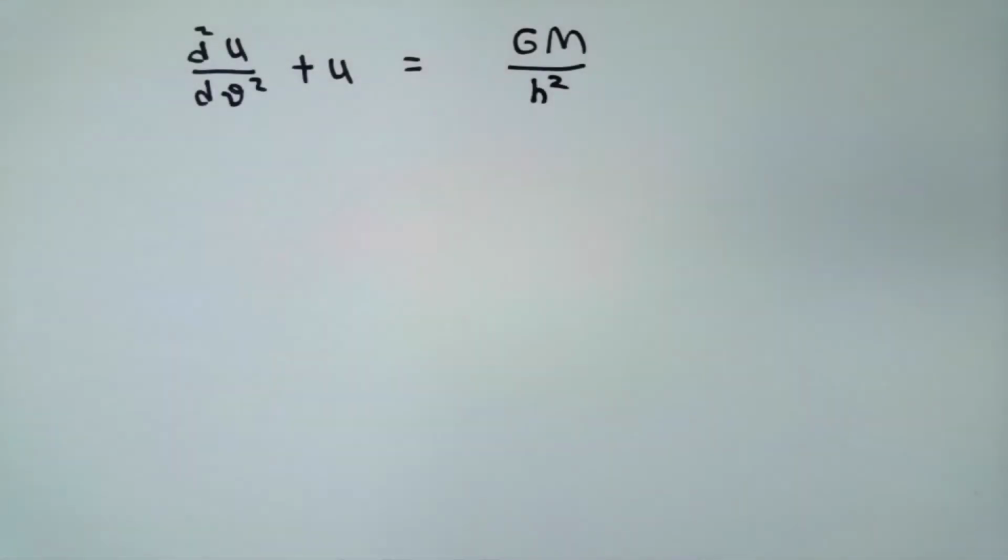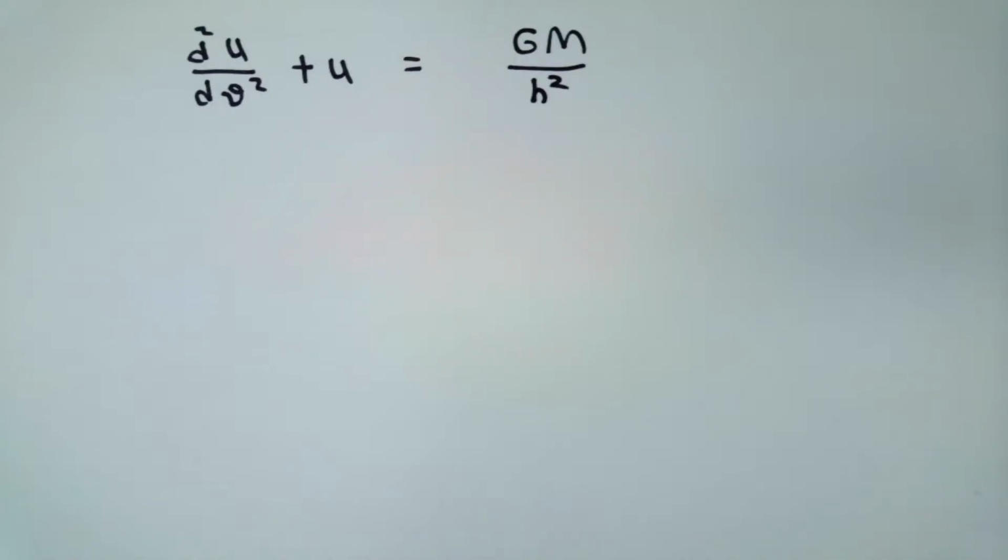In a previous video, we showed that the differential equation for Newtonian orbits can be expressed in the following form. The second derivative of u with respect to theta plus u is a constant. It's Newton's constant times the mass of the gravitating object divided by the square of the angular momentum per unit mass. The GM over h squared is a constant.